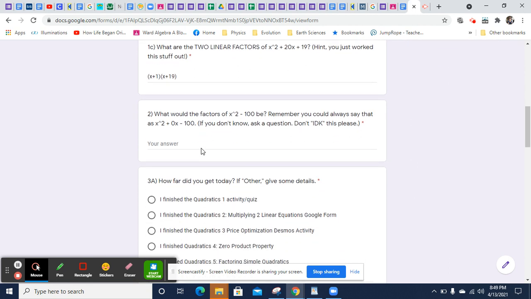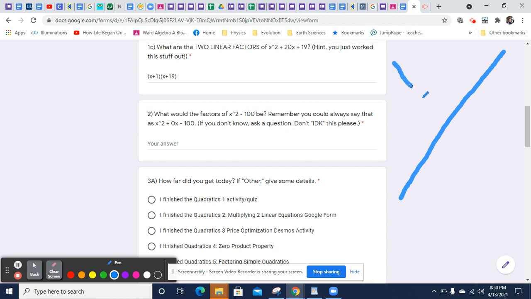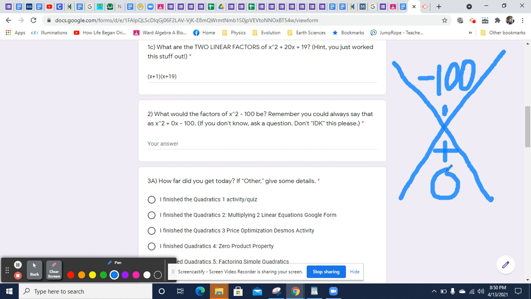Okay, now let's look at number 2. What would the factors of x squared minus 100 be? Now remember, you can always say that's x squared plus 0x minus 100. So let's make our little x. You might already recognize this as a difference of squares, and so you might not really need this, but I'm going to go through this anyway and just make sure we know how it works. So we're going to have a product of negative 100, because this is a difference of squares. It's a difference, and that's a square, and that's a square. And we want a sum of 0.